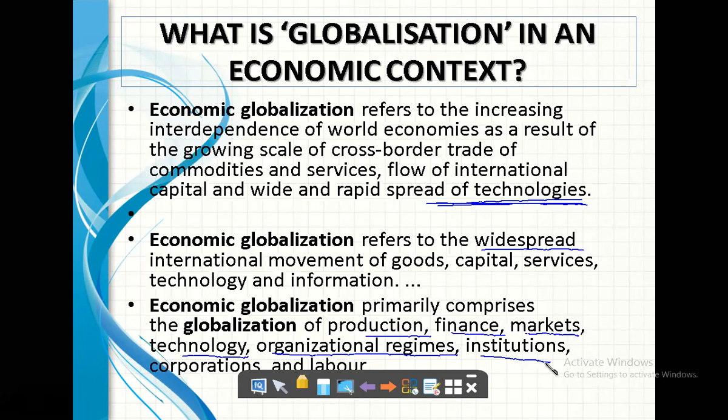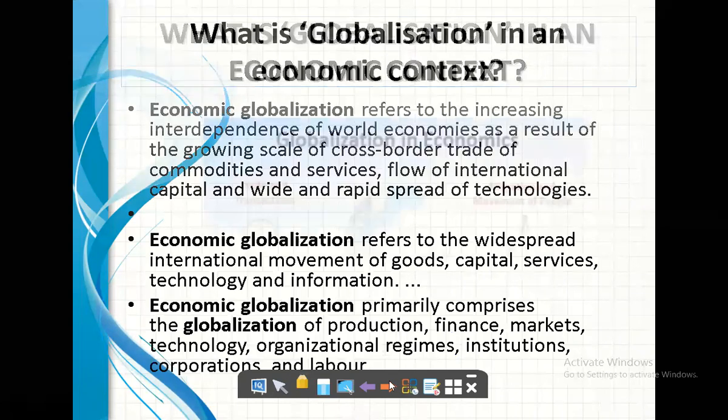So in other words, we are talking about bringing all these things under one very big umbrella, organizing production, finance, markets, technology, organizational regimes, and institutions into one very big market. Is that clear? Yes. So let's move on.